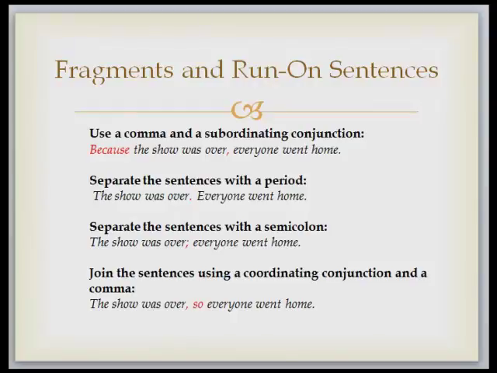To correct those, we simply go through one of our four options. We either use the comma that's already there but put a coordinating conjunction after it, in the case of the comma splice. In the case of the fused sentence, we would also want to add that comma in there. Or we separate the sentences with a period, easy enough. We separate the sentences with a semicolon, easy enough. Or in the last one, we join the sentences using a coordinating conjunction and a comma.